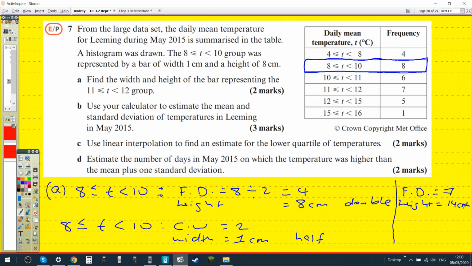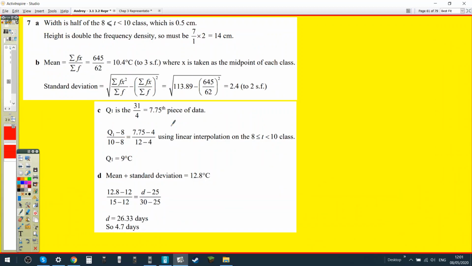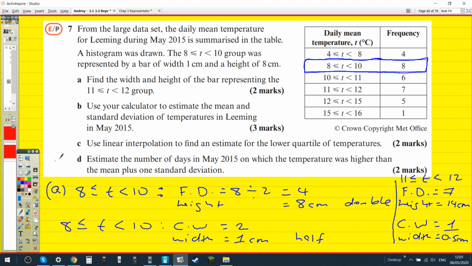Okay. And then for the width, the class width is 1, and they halved it, so it'd be 0.5. And the width is 0.5 centimeters. Yep. 14 and 0.5. And the width seems easier, so maybe do that one first.